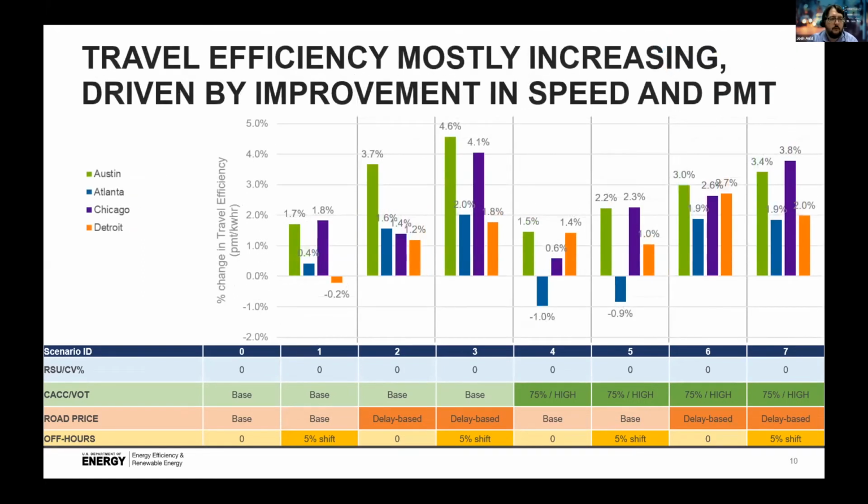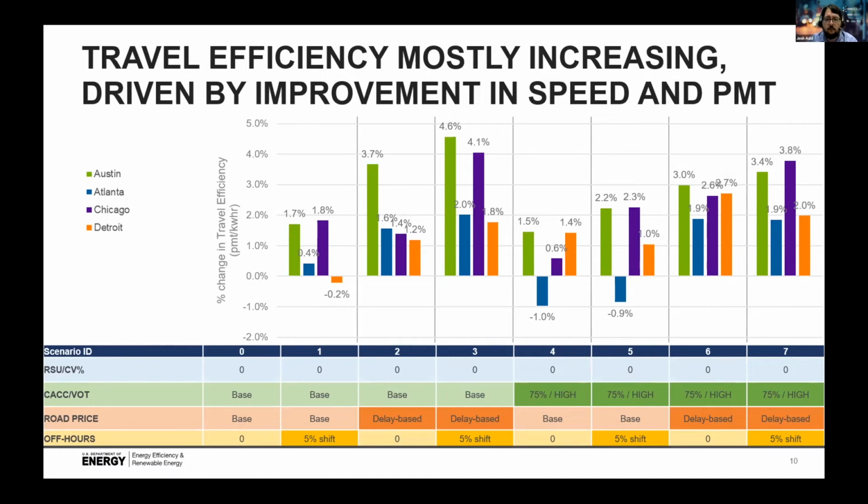Finally, if we wrap this together with our energy forecast, we can see that travel efficiency is mostly increasing across these bundles of technologies. One key finding here is that they are generally not additive. The technologies, whether it's off-hours delivery shifts, the CACC deployment or the road pricing, interact in complex ways. So you wouldn't say we see a 3.7% increase in travel efficiency due to congestion pricing and a 1.7% due to off-hour shifts, so if we had both of those, we'd see 5.4%. There is some complex interaction between these technologies that in many cases limits the overall benefits when they are combined.